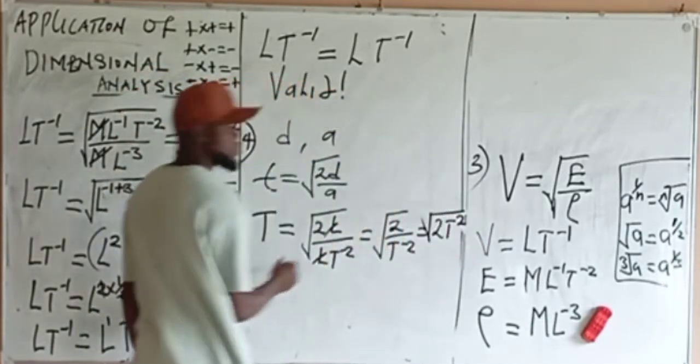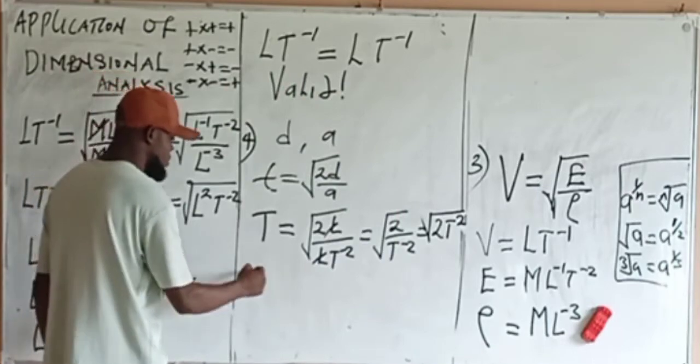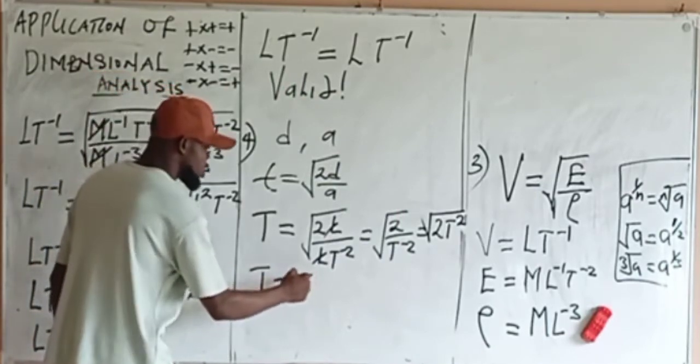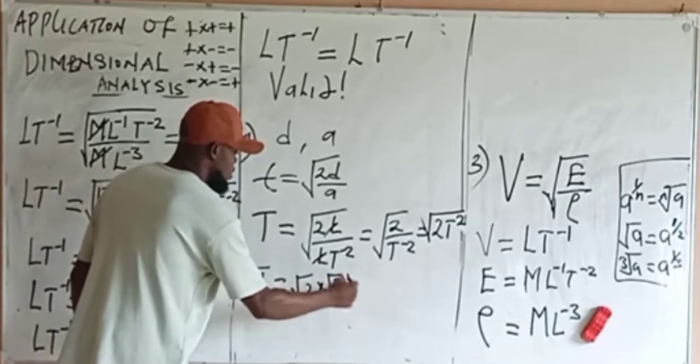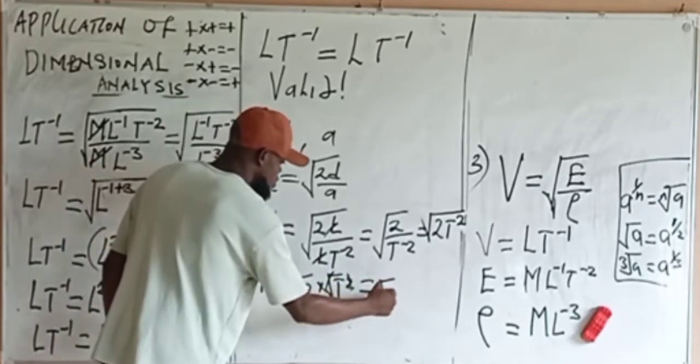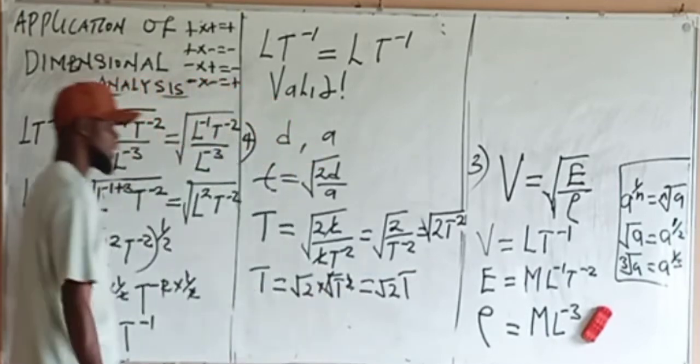Then square root. So the next thing, we have T to be equal to the square root of 2 times the square root of T raised to power 2. So I'll cancel this. Then we will be having root 2 times T.